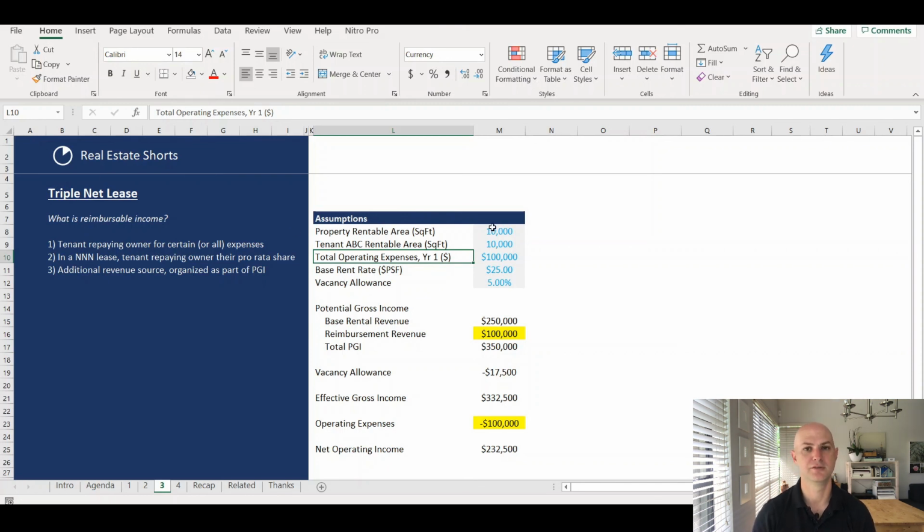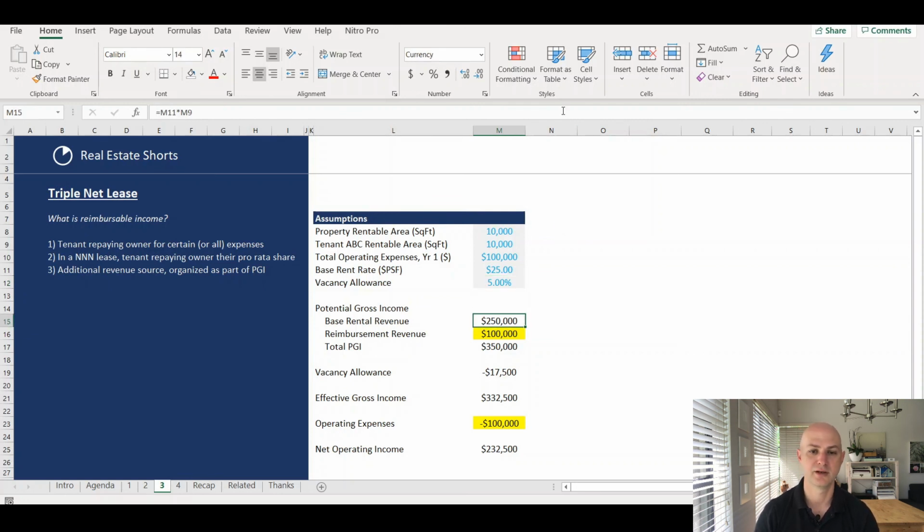So we have a 10,000 square foot building, and this tenant occupies 100% of that building. Operating expenses are budgeted to be $100,000 a year. Base rent, so the amount of rental revenue that we can come to expect to collect from the tenant, is $25 per square foot per year. And there's a 5% vacancy allowance. So now let's build out our quick snapshot to illustrate what this could look like.